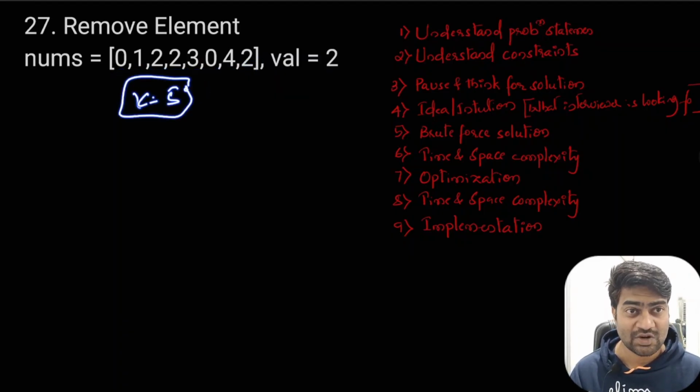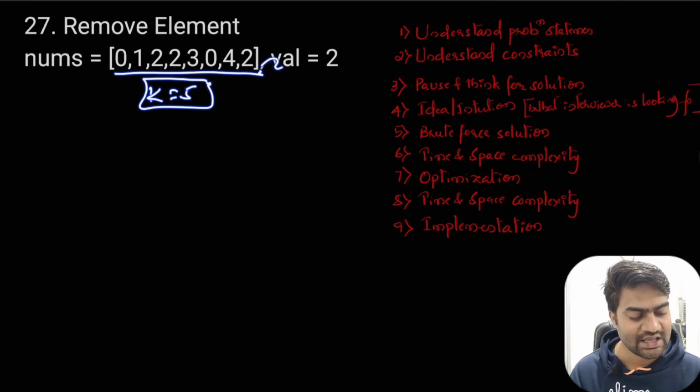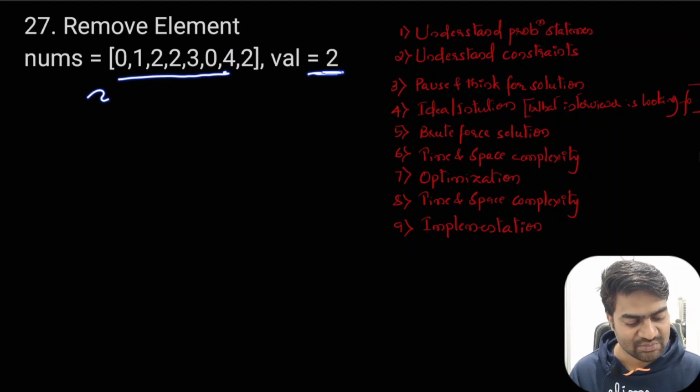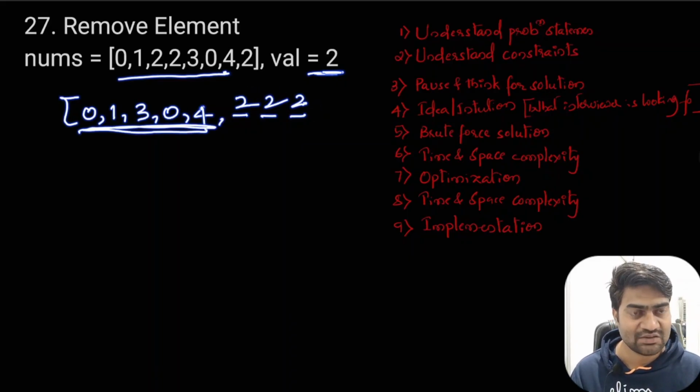But here they not only validate k equal to 5, they also validate our array, where the initial k values should be non-val, meaning it should not be 2. So it should be something like this. Then the remaining 3 places, you can keep them empty or you can keep them 2. That really does not matter, as long as the initial k values are the values which are not 2. So that is what they are expecting.